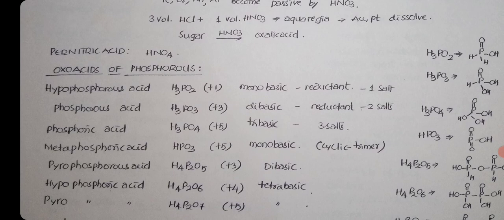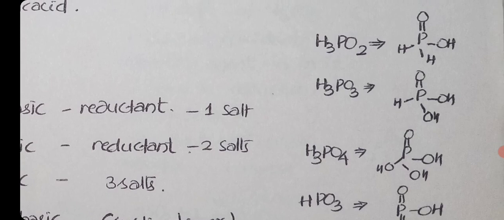Oxoacids of phosphorus. These are very, very special. Hypophosphorous acid, phosphorous acid, phosphoric acid or orthophosphoric acid, then metaphosphoric acid, pyrophosphorous acid, hypophosphoric acid, pyrophosphoric acid. See the formula, and here structures are also mentioned. Structures are important. You see the structures.